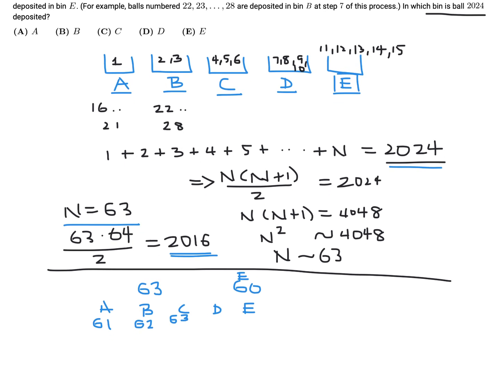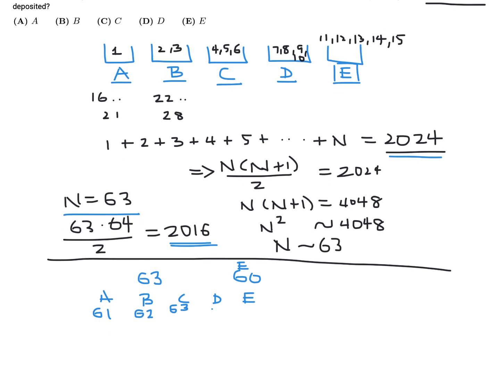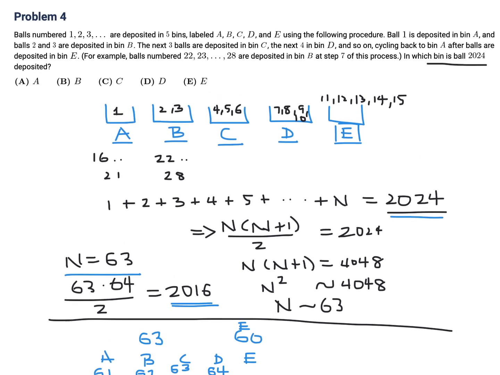So that means to get to 2024, we would have to add 64 numbers in D, and one of those numbers would be 2024. There'd be 64 numbers, and one of them is 2024. So that's kind of how you would extrapolate this question. So the answer is D.